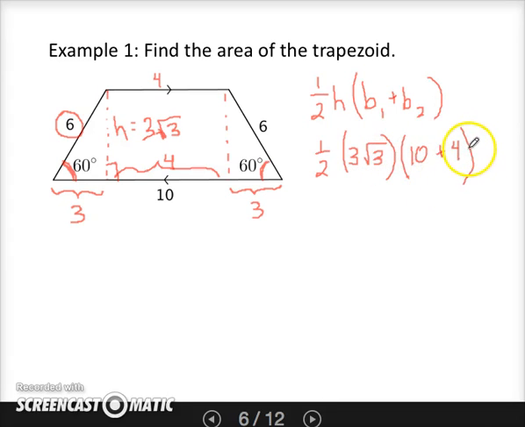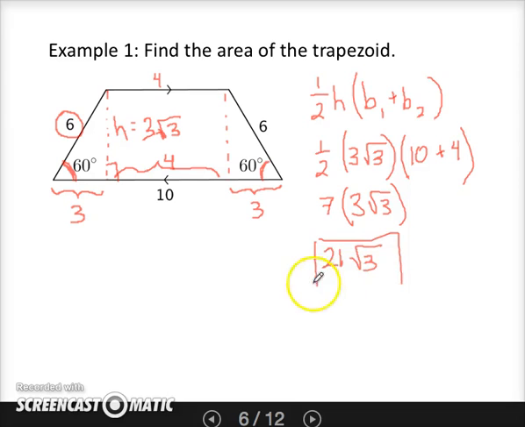This is going to give us 14. 14 times 1/2 is 7. So we've got 7 times 3 times the square root of 3. And then 7 times 3 is 21. And we'll just leave the square root of 3 like it is. So we have this in simplest radical form. And if we had units given to us, this would be in whatever units that is squared, square units.